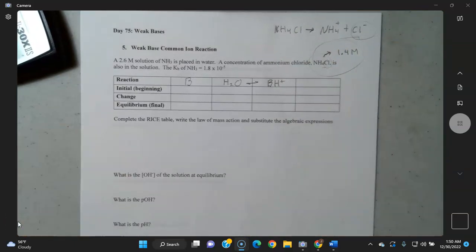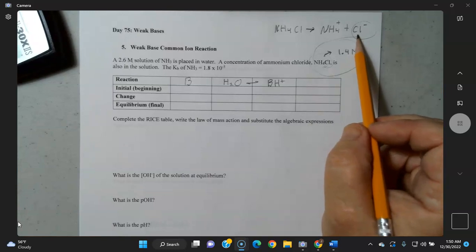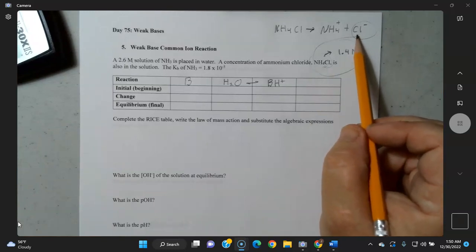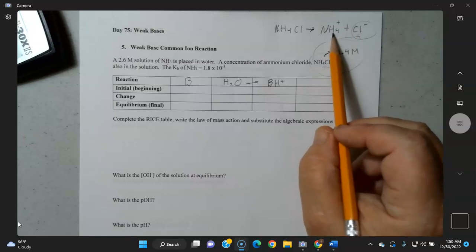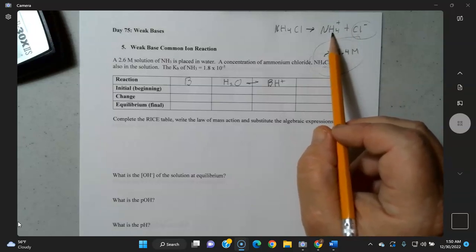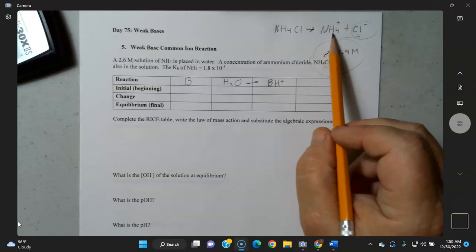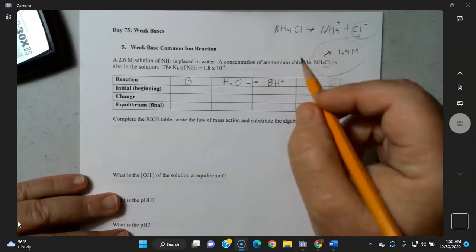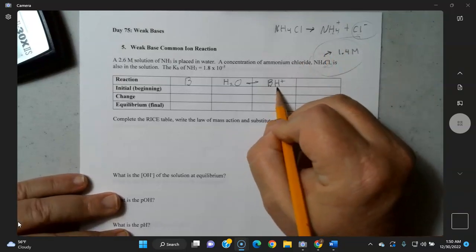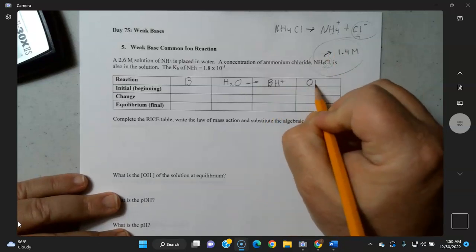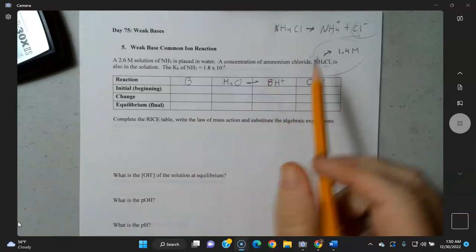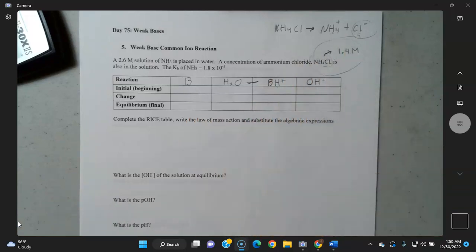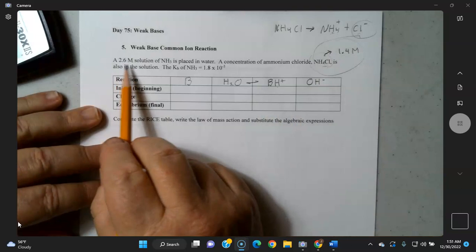So this becomes a spectator. We don't care about that. It's the conjugate base of hydrochloric acid. It's never going to take back a proton. So that just goes off by itself. So this is going to be our conjugate acid here. So that's this right here. And then you're going to have a hydroxide. You always have a hydroxide in a base reaction. Be sure you understand this with the generic. All right. Go ahead and load this up here.